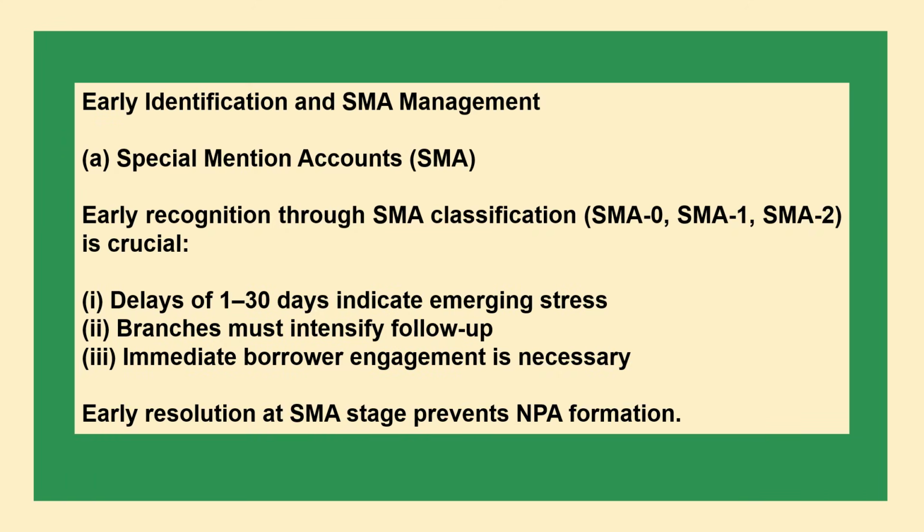Early identification and SMA management. Special Mention Accounts, SMA. Early recognition through SMA classification, SMA-0, SMA-1, SMA-2, is crucial. Delays of 1 to 30 days indicate emerging stress. Branches must intensify follow-up. Immediate borrower engagement is necessary. Early resolution at the SMA stage prevents NPA formation.